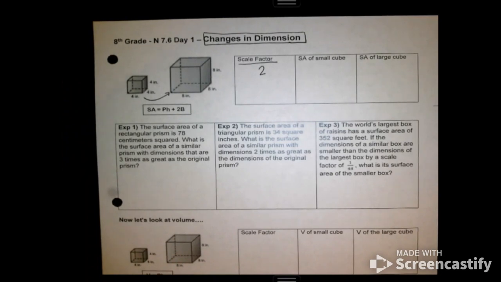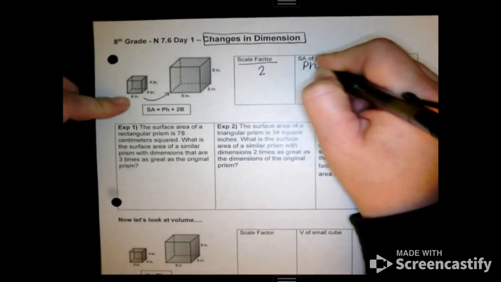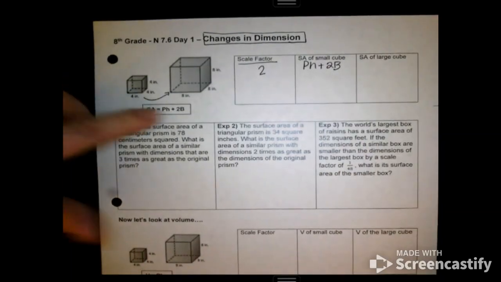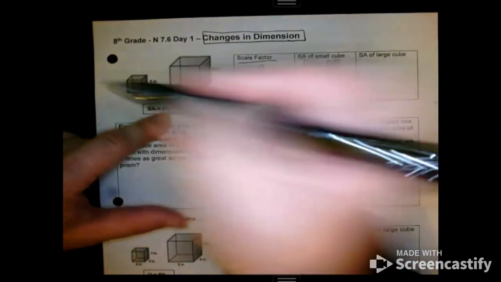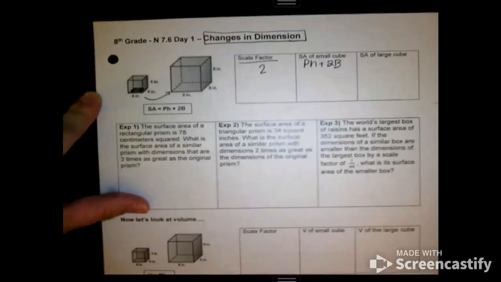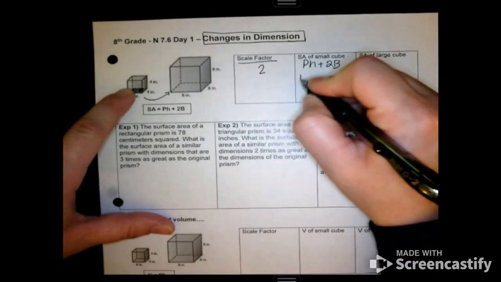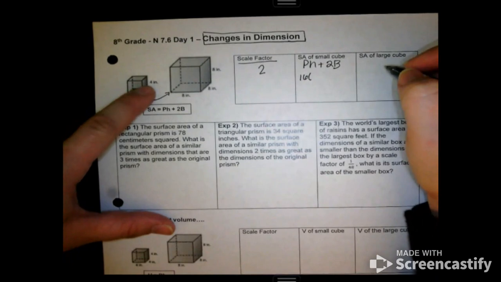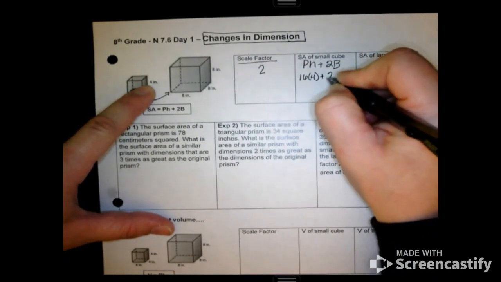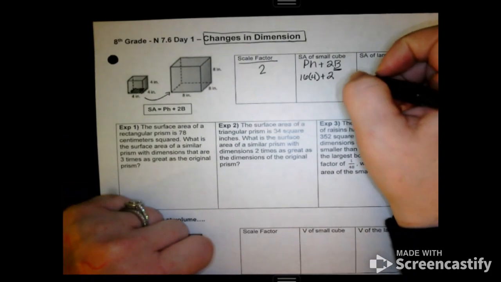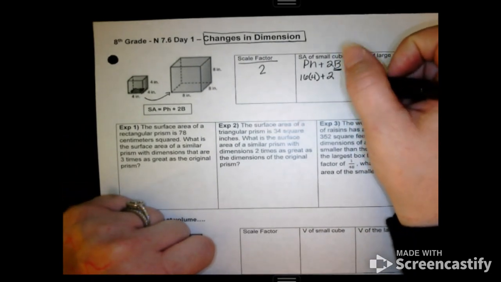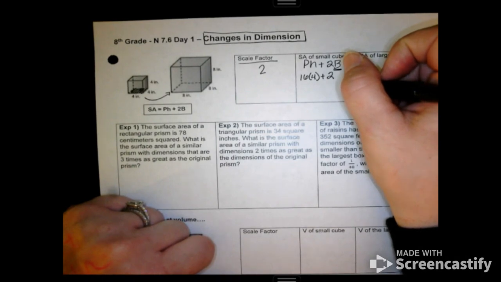Now, here's what you have to know. Think about when we write down what the surface area of a cube is. All right, let's do that. So we have Ph plus 2B. P stands for what? Perimeter of the base. So what is the perimeter of this? 4 plus 4 plus 4 plus 4, 16. What is the height? 4. What does the big B stand for? Area of the base.